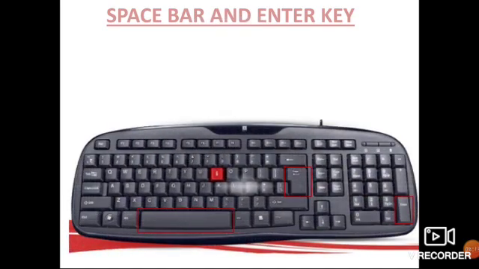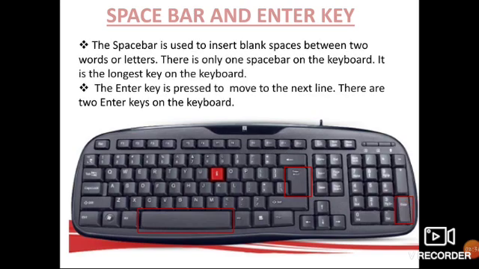Next we have the space bar and enter key. When you observe the keyboard, you see that there is one long key. You can see this one. This is called the space bar. Next we have the enter key. We usually have 2 enter keys. One is here and another one is here. So these are the 2 enter keys which we have on our keyboard.